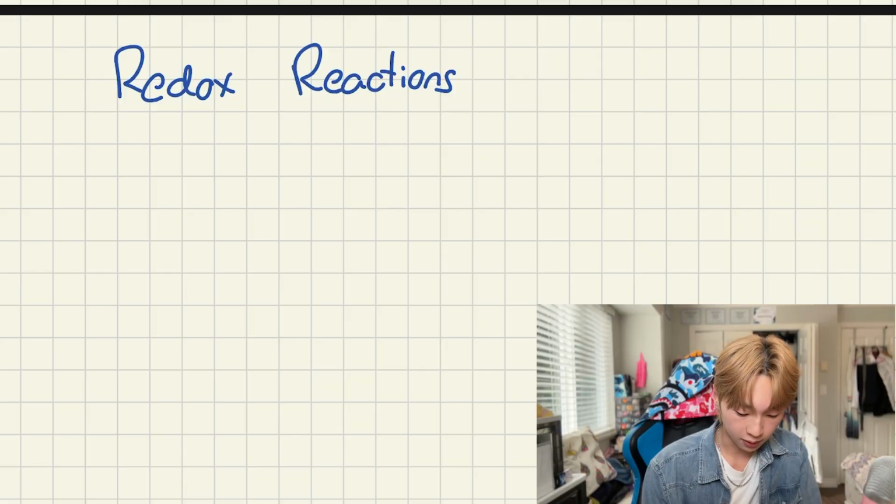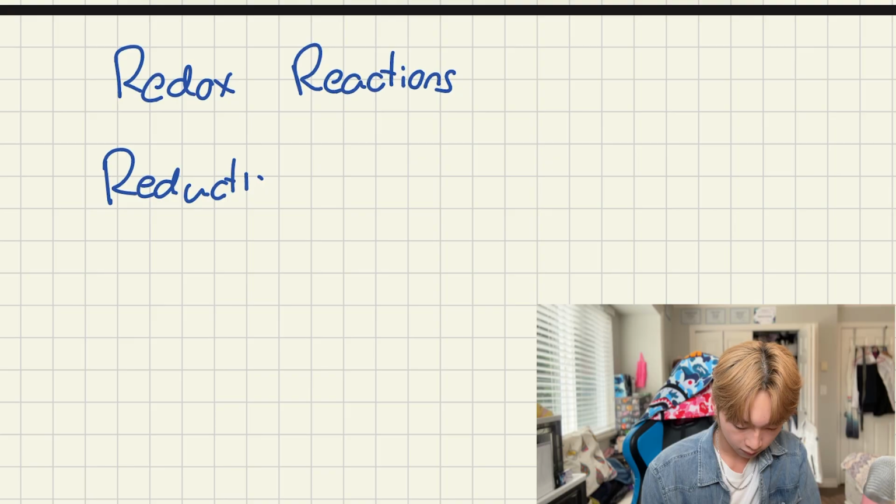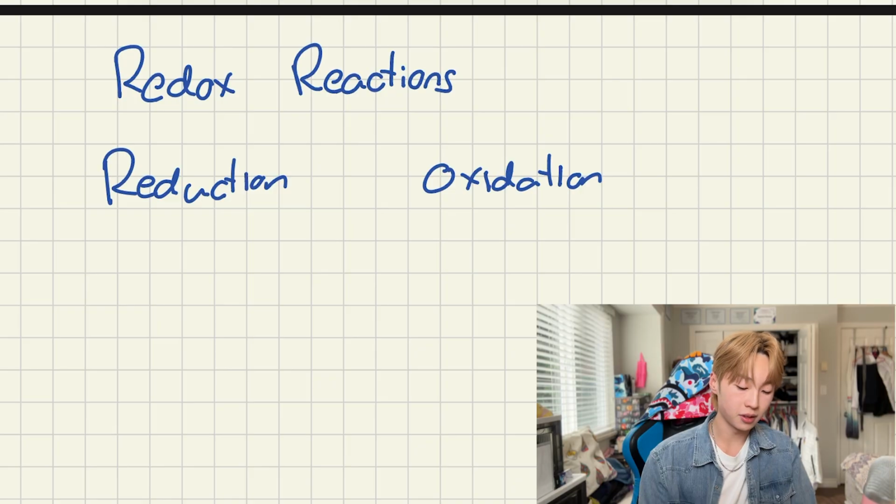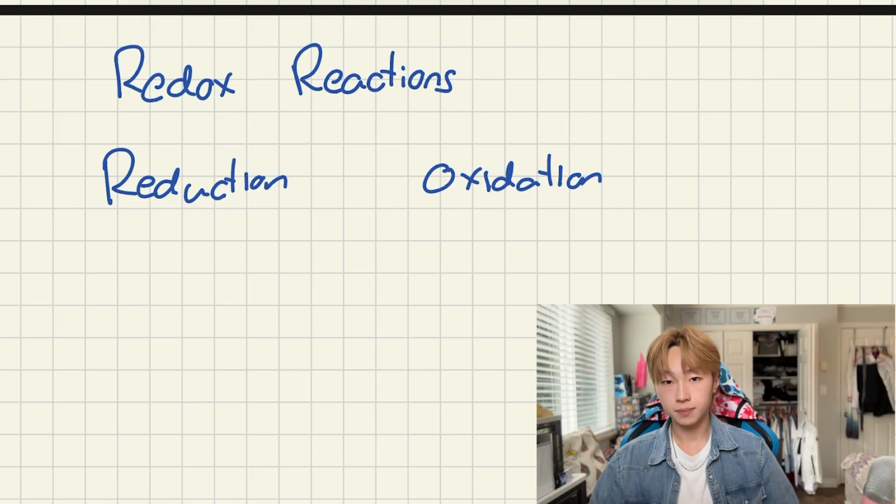Today we're going over the first part of electrochemistry, and this first part will be focused on what's called a redox reaction. This consists of two things. We have reduction and we have oxidation. And when you combine those two words, you get redox.